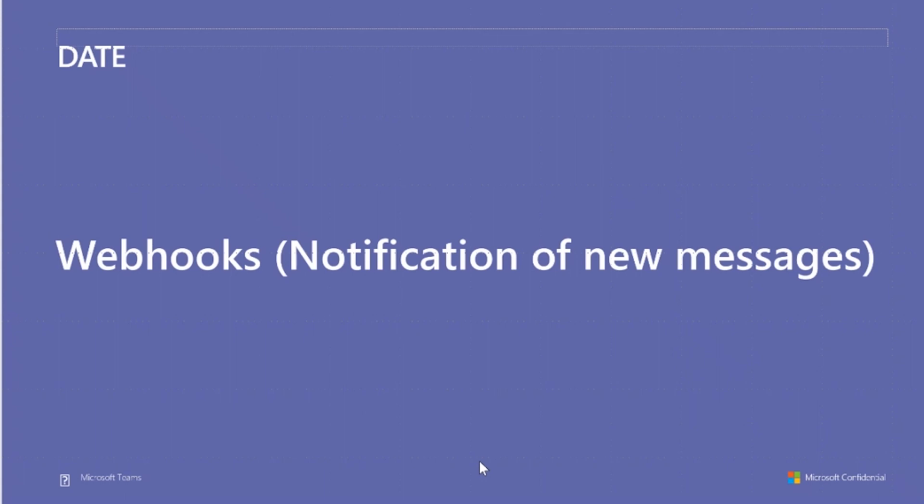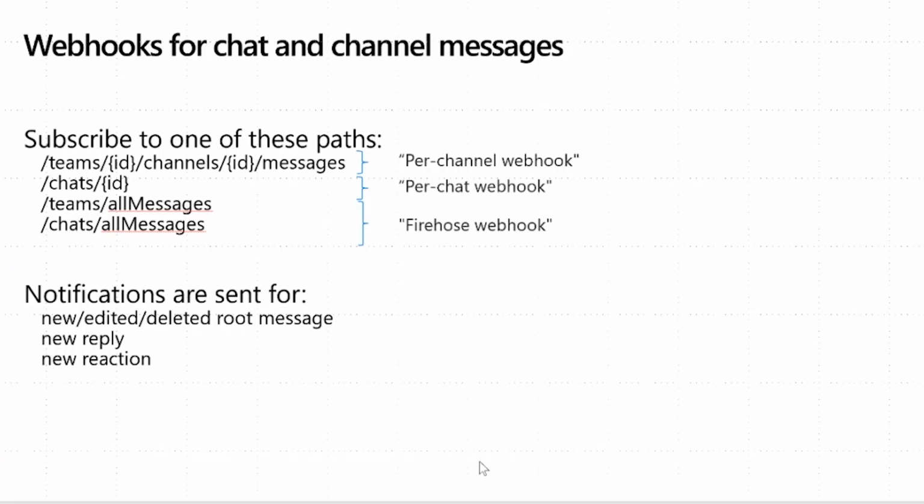Let's talk about webhooks. We saw some of those in action. We have webhooks for both chat and channel messages. You can subscribe to a per channel webhook, which is listening to one channel. You can subscribe to a per chat webhook, listening to one chat thread, or you can subscribe to what we call the Firehose webhook: give me all the channel messages or all the chat messages. And when you subscribe, you can ask for new messages, for edited messages, and deleted messages. You'll get replies as well as root messages, and you'll hear about reactions.